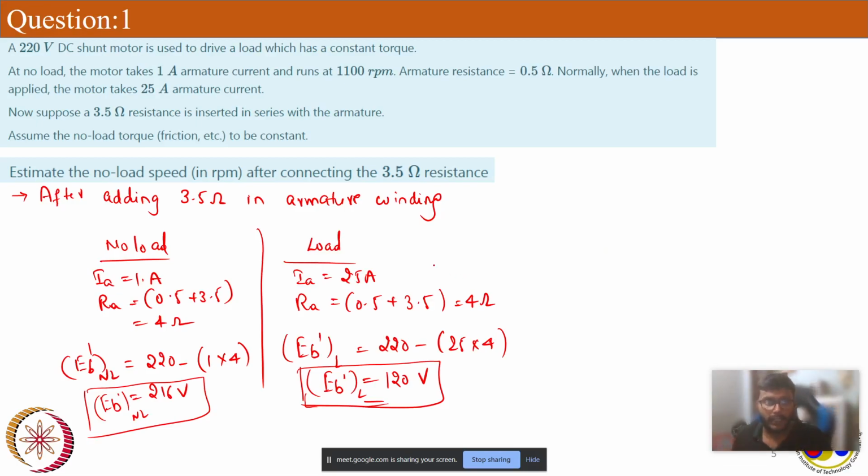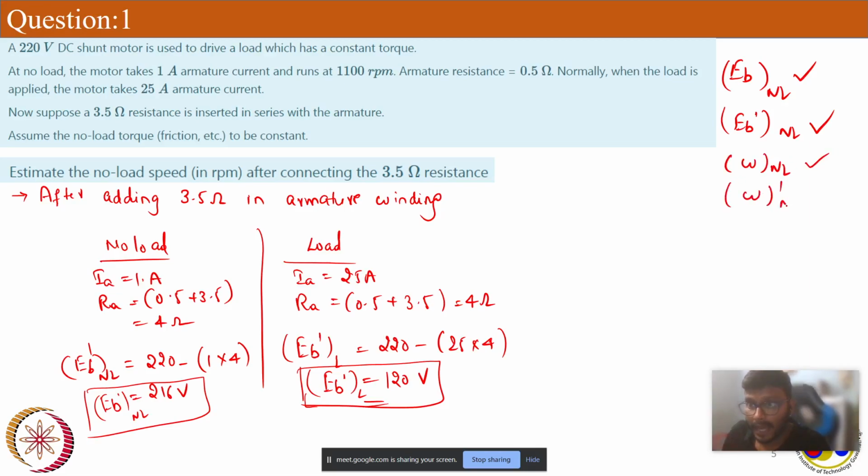Now what was the question? We have to estimate the no load speed after connecting the 3.5 ohms. So see, EB no load we know, EB dash no load we know, omega under no load, that is speed in no load, we know, and what we were asked is omega dash NL, the no load speed after connecting 3.5 ohms.